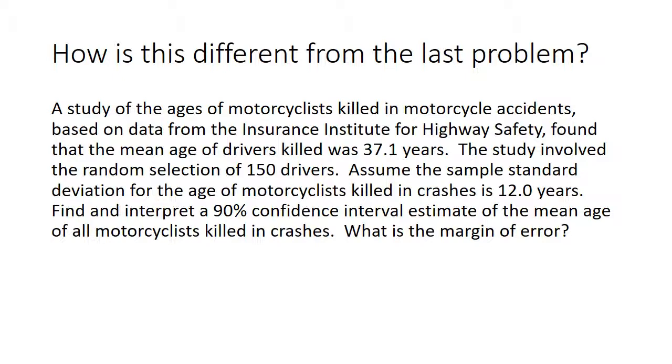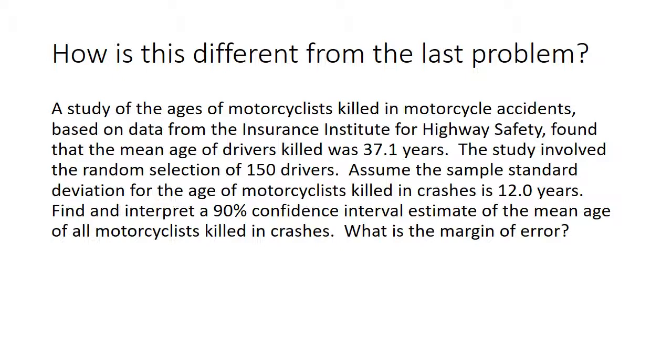Here we have a new problem. It's going to look a lot like the last problem, but there are a couple of differences, so make sure you're paying attention so that you don't get caught up on these differences. A study of the ages of motorcyclists killed in motorcycle accidents based on data from the Insurance Institute for Highway Safety found that the mean age of drivers killed was 37.1 years. The study involved the random selection of 150 drivers. Assume the sample standard deviation for the age of motorcyclists killed in crashes is 12.0 years. Find and interpret a 90% confidence interval estimate of the mean age of all motorcyclists killed in crashes.